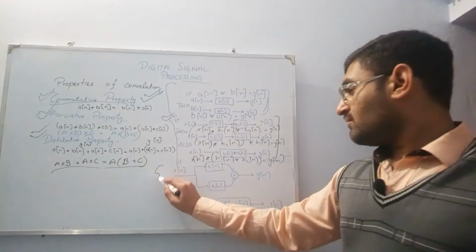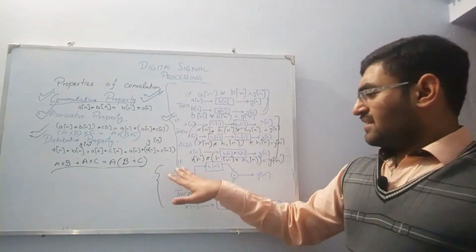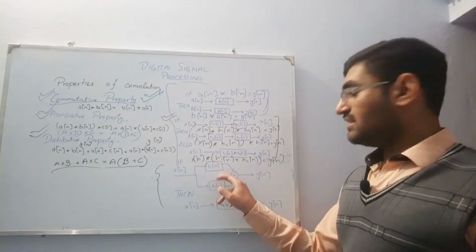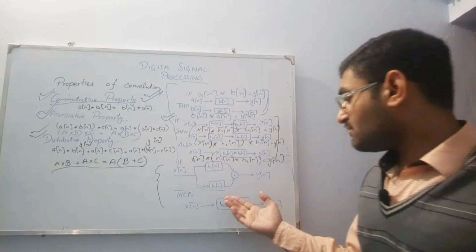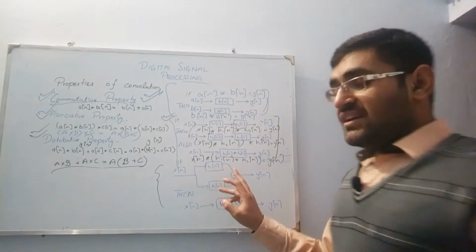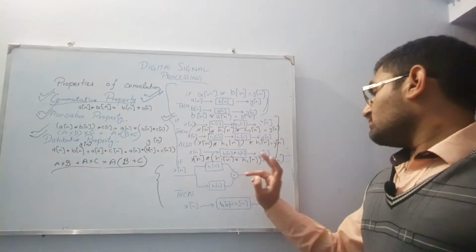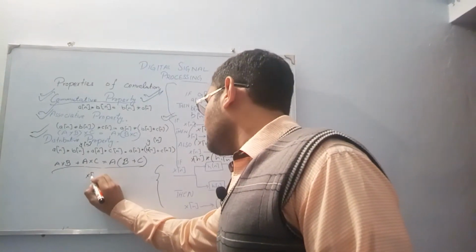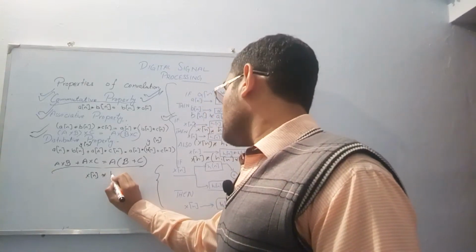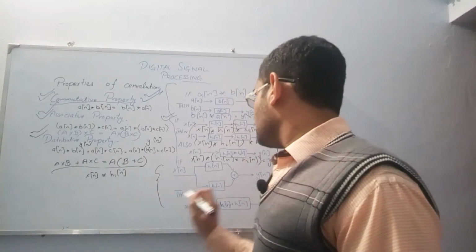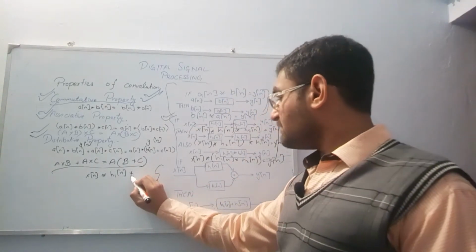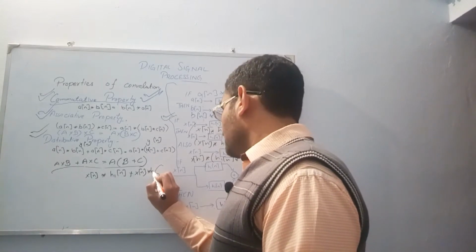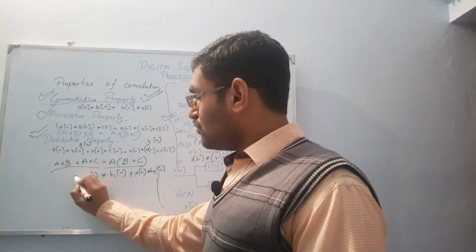Here is the block diagram of the distributive property. We have x of n, it passes through a system having h1 of n response, and it also passes through a system having h2 of n response. Then the outputs of these two are added, which means x of n convolution with h1 of n, this is the first output, plus x of n in convolution with h2 of n is equal to y of n.